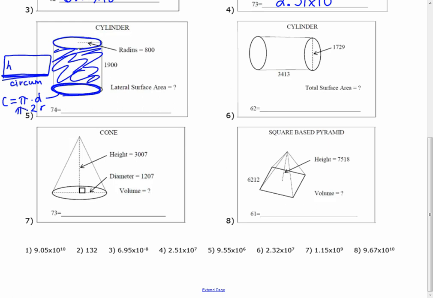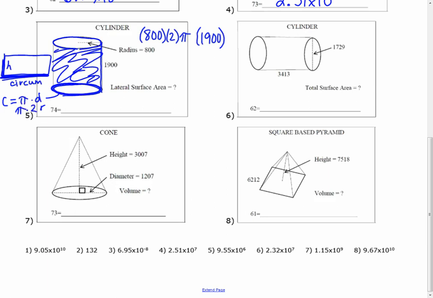So they give us the radius, 800, so we're going to multiply that times 2 to get the diameter. We'll multiply it by pi. So that's the circumference, that's the distance around the circle, or that kind of width, or length, of our rectangle. And then we need the height here. The height is given to us, 1900. So this is our circumference times the height.